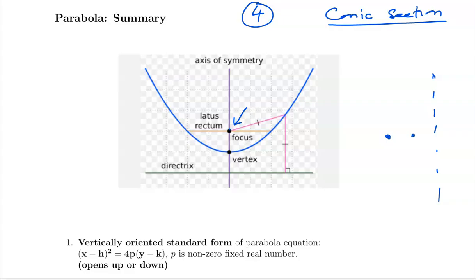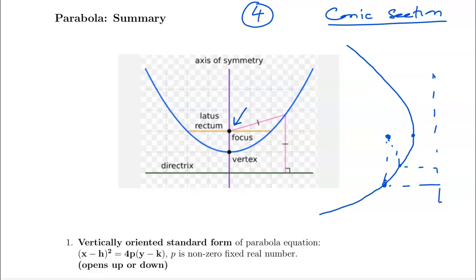Now collect all the points which are the same distance away from the line and the point. Say another point is somewhere here, that's exactly the same distance from the line and the point. Could be here, this distance and that are the same. If you collect all those points, the shape is going to look like a parabola. Okay, that's the basic concept of a parabola, right?